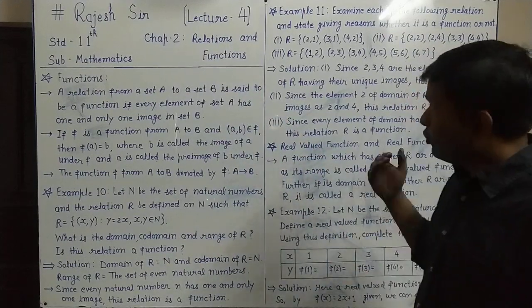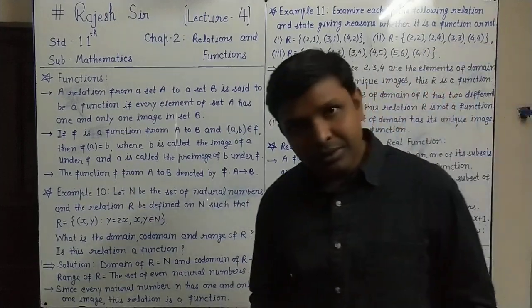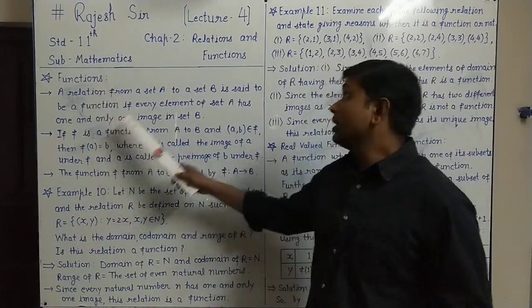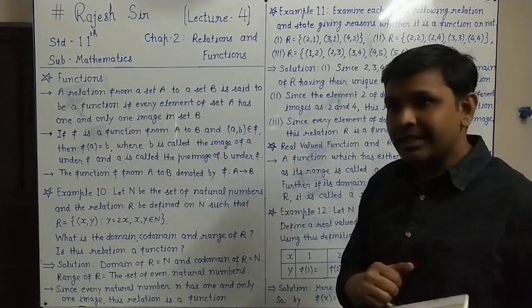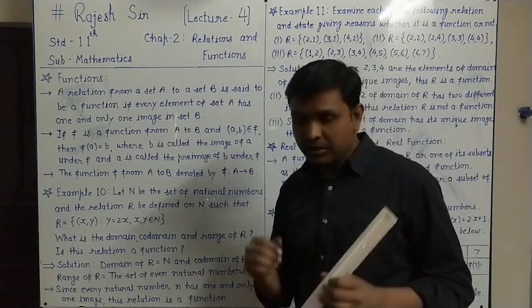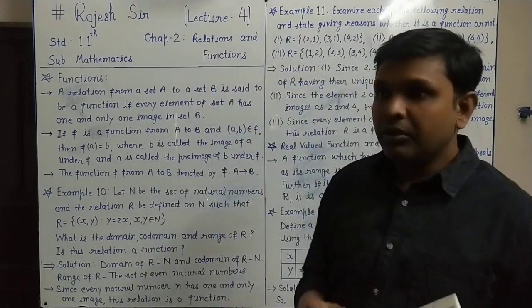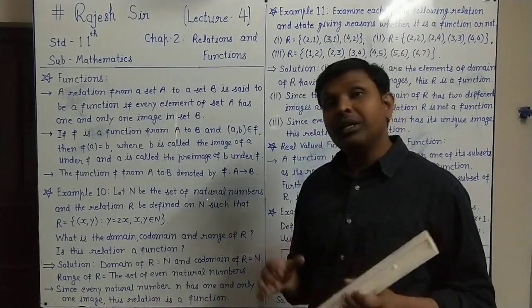Now this is lecture number 4. Before this, in lecture number 3 we understood about relations. In this lecture we will see functions. As the chapter name says, relations and functions. Relations we have seen in the last lecture with the help of the first two lectures, that is, the Cartesian product of two sets. On the basis of that understanding, we understood relations. Now we will understand the function.